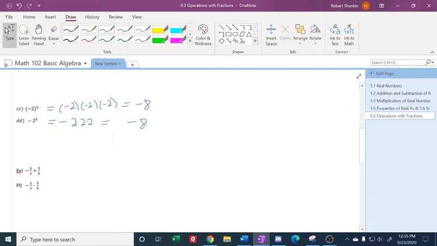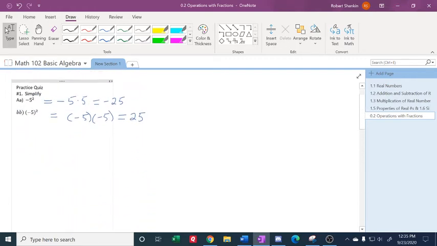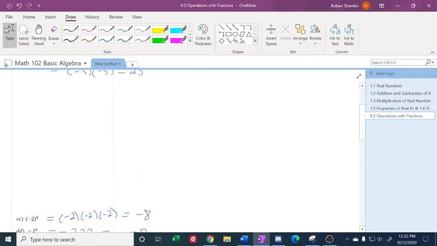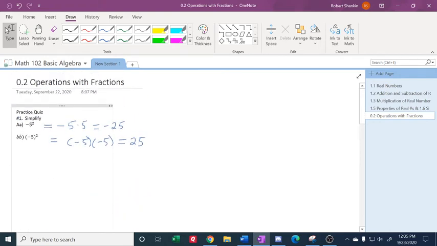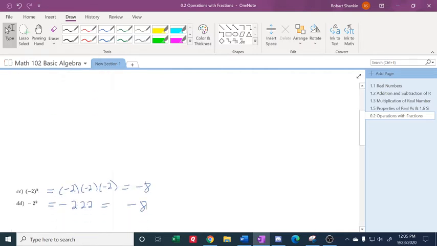Now, we wind up with the same answer here, but different answers up here, because the exponents were odd versus the exponents were even. When they're even, you'll get different answers for these two. When they're odd, you get the same, because whether there's 1 or 3 negatives, both are an odd number of negatives.